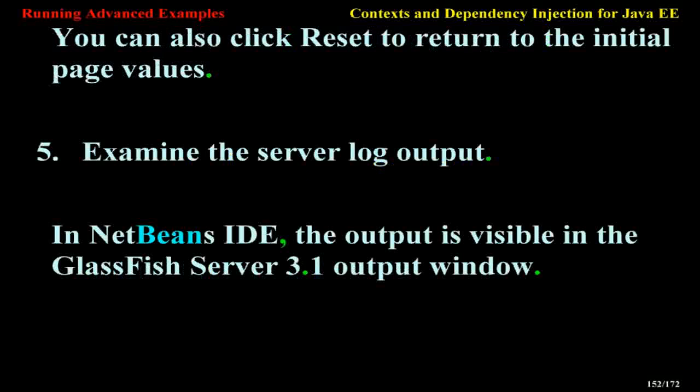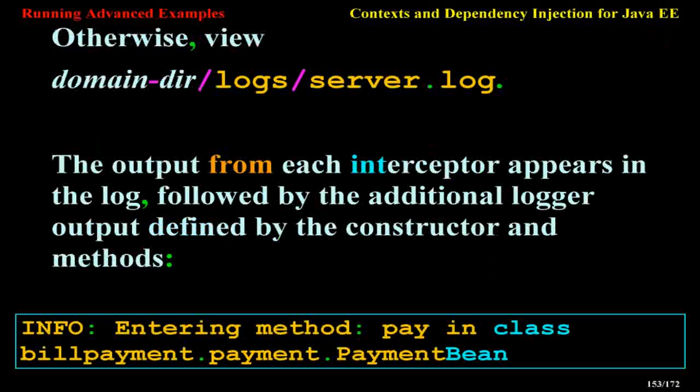Examine the server log output. In NetBeans IDE, the output is visible in the GlassFish Server 3.1 output window. Otherwise, view domain-dir/logs/server.log. The output from each interceptor appears in the log, followed by the additional logger output defined by the constructor and methods. Info: Entering method pay in class billpayment.